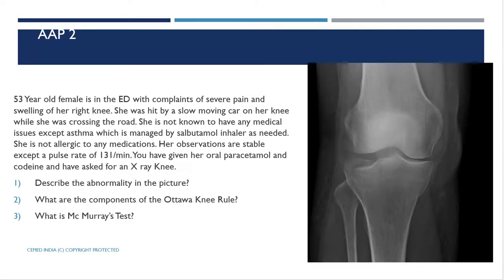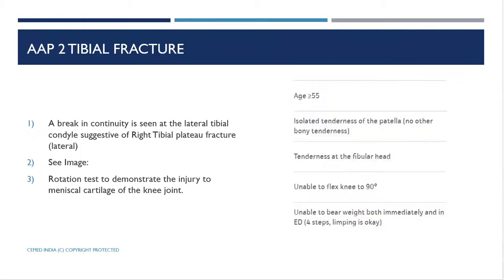Next, pause the video. Okay, describe the abnormality in the picture. What do you see? You see a break in continuity in the lateral tibial condyle, suggestive of a right lateral tibial fracture.